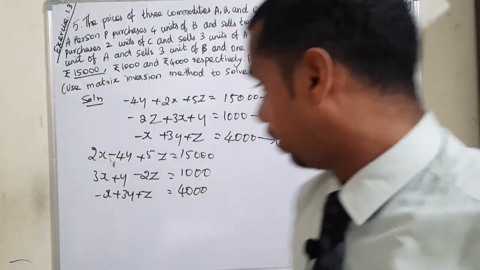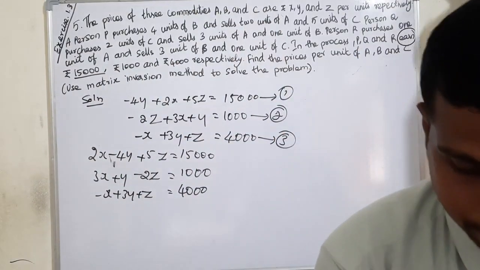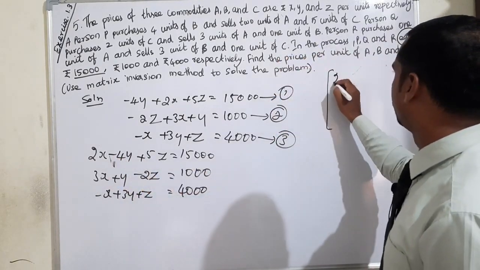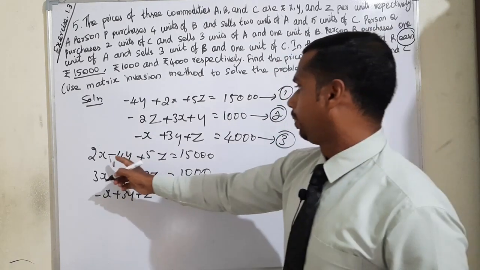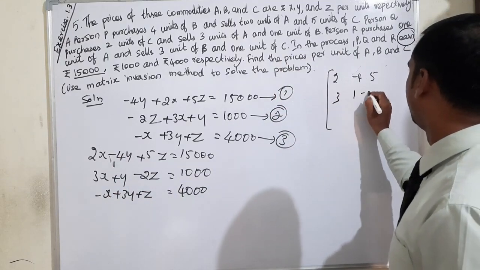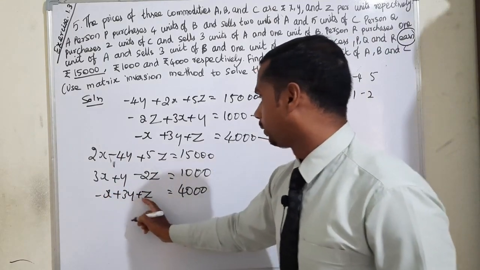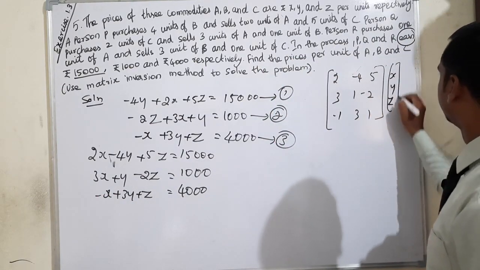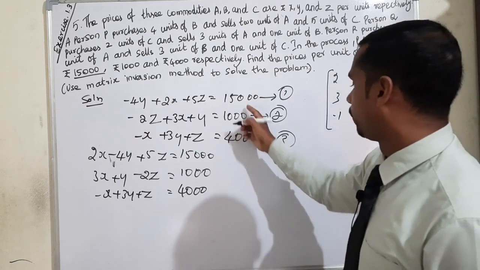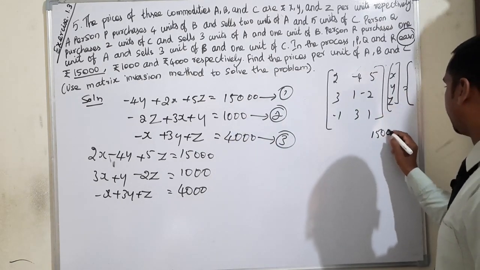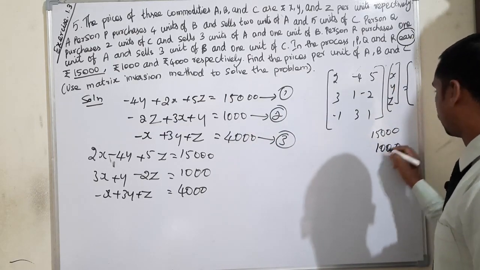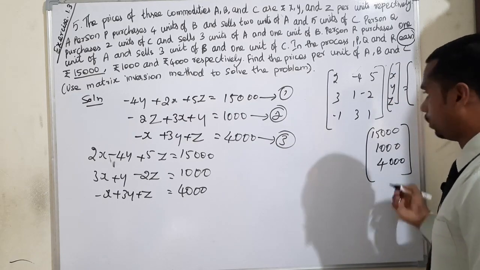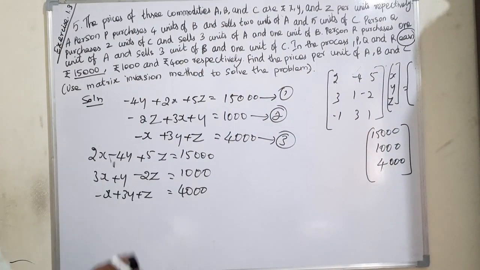Now, how to arrange the matrix? Matrix form, 3 into 3 matrix. Row 1: 2, minus 4, positive 5. Row 2: 3, 1, minus 2. Row 3: minus 1, 3, 1. This multiplied by x, y, z is equal to the constants 15,000, 1000, and the third row 4000, isn't it?